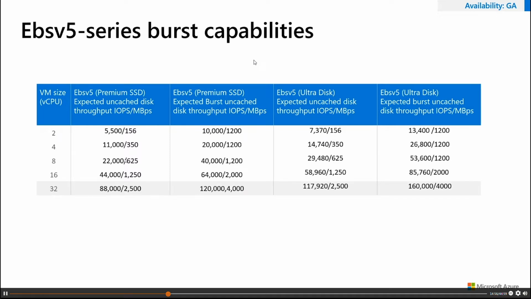For instance, let's take the 8 vCPU VM size. The baseline performance that is offered at the VM level is 22,000 in IOPS and 625 megabytes per second throughput when used with Premium Disk. With bursting, you would be able to achieve 40,000 in IOPS and 1,200 megabytes per second throughput, which is almost twice the performance. We also offer similar burst performance with UltraDisk on the EBS V5 series.